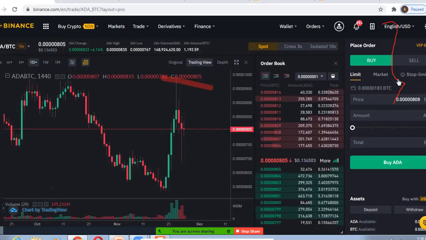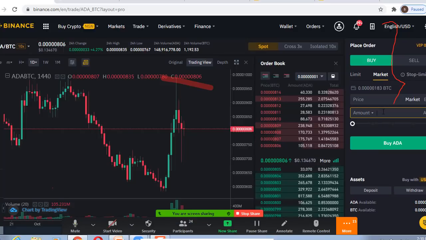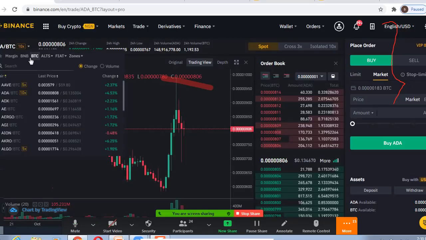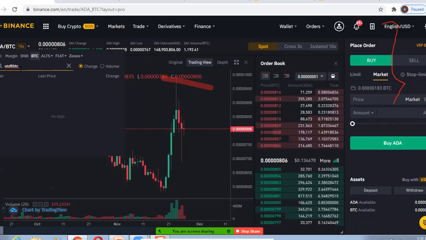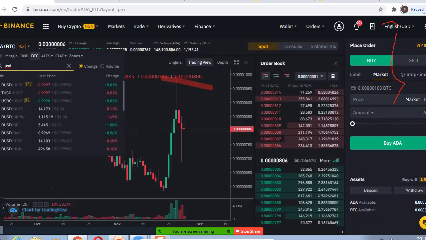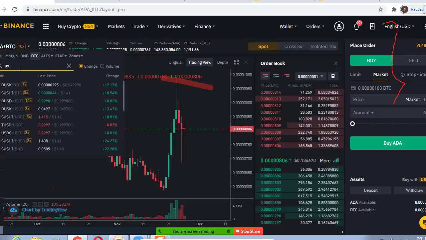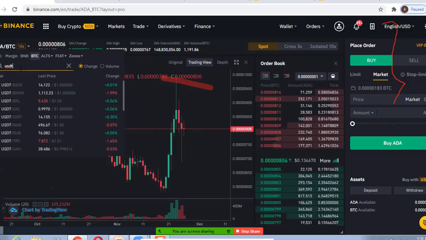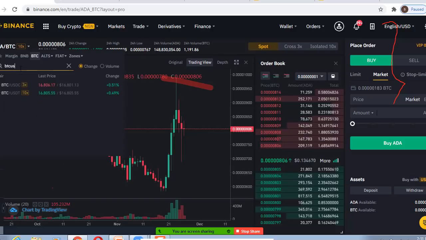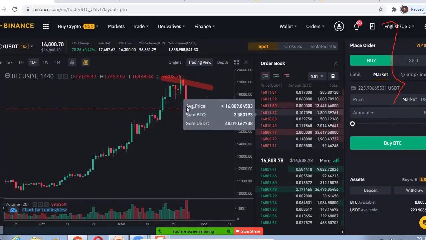Okay, so now you have this limit order, market order, and stop limit, which is the stop loss order. Now, with the market order, you want to buy Bitcoin. Let me change this market to BTC USDT. Okay, so now if I want to buy Bitcoin, I'm using a market order.